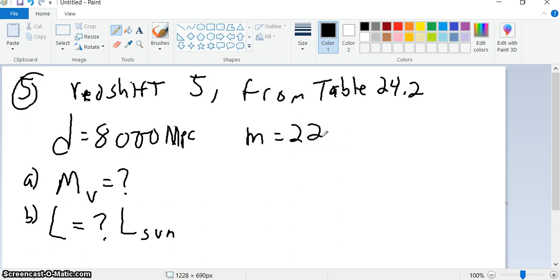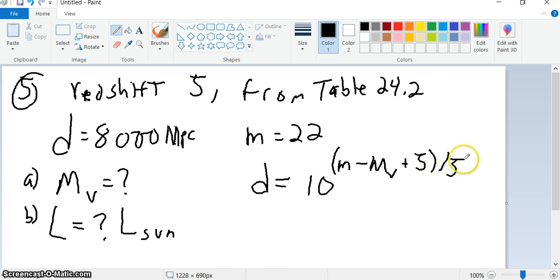And so we want to figure that out, and that's actually not too difficult. We're just going to use the equation that we've been using with the distance equation. When you know the absolute magnitude and you know the distance, you can solve this. So d is equal to 10 to the, apparent magnitude minus absolute magnitude, I'm sorry, it's m sub v plus 5 divided by 5, and that's all in the exponent.